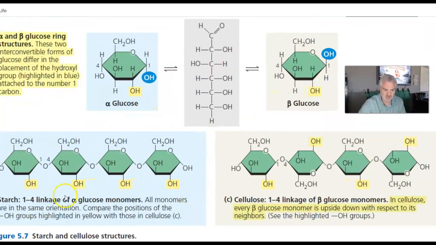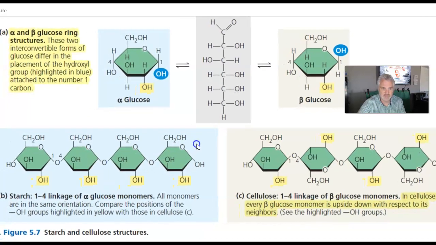But this is showing you the difference between starch and cellulose. Starch is made up of what we call alpha glucose monomers, that's the monomer we're dealing with, the building block, whereas cellulose is built of the beta glucose monomer conformation of this monosaccharide glucose. If you'll notice here real quick, all of these OH groups on the alpha glucose are on the bottom side. And on the beta, they're on the top side.